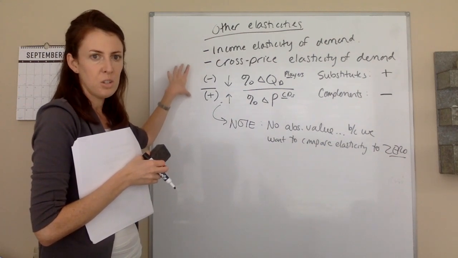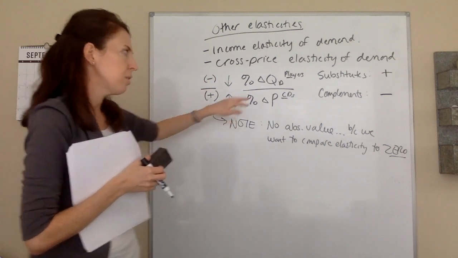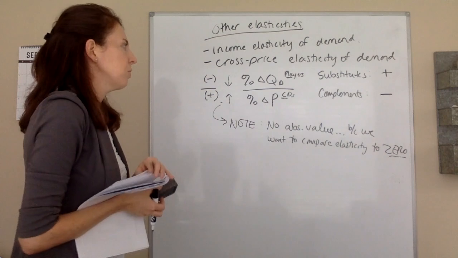Cross-price elasticities are useful because when you calculate them, they can tell you for the 2 goods that you're looking at whether those 2 goods are substitutes for each other or whether they are complements for each other.